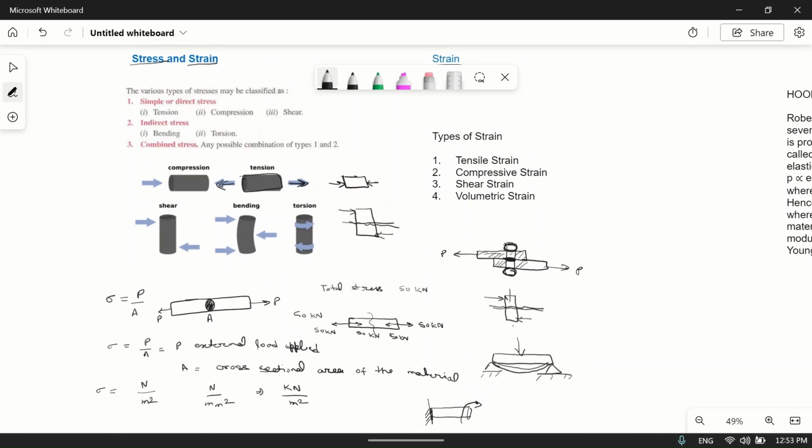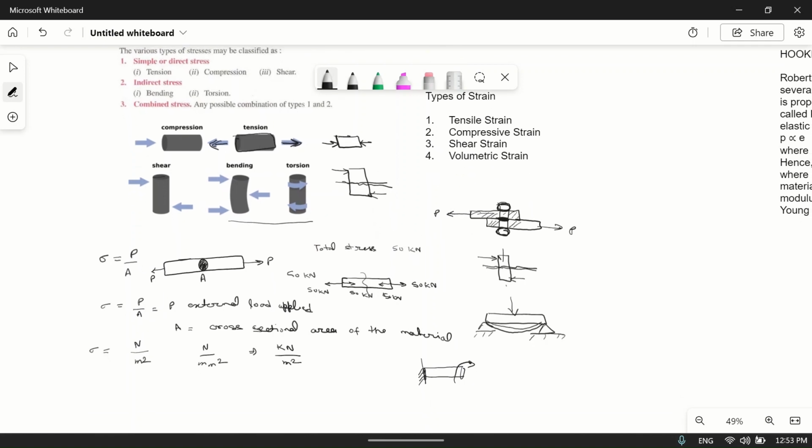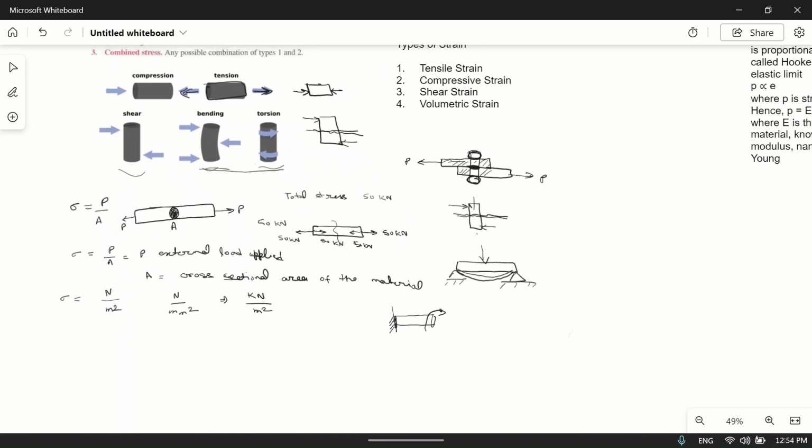And these two are called indirect stresses, bending and torsion. And the third one is combined stresses. Combined stress is what we get if we mix all these, or suppose we take a combination of torsion plus bending, or shear plus bending, or compression plus tension plus torsion. If we mix a combination of these three, then it will become combined stresses.